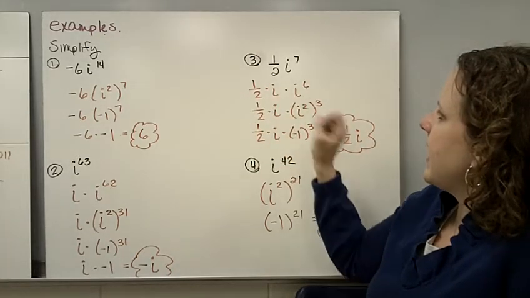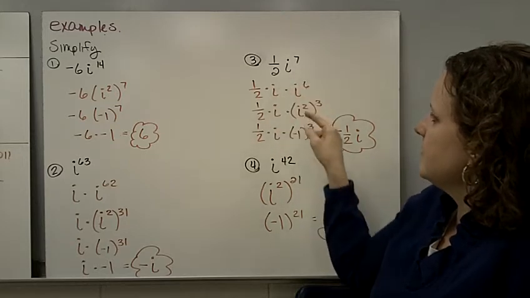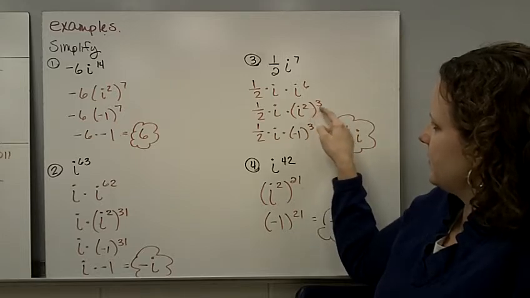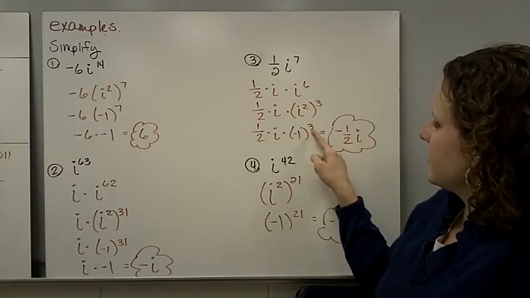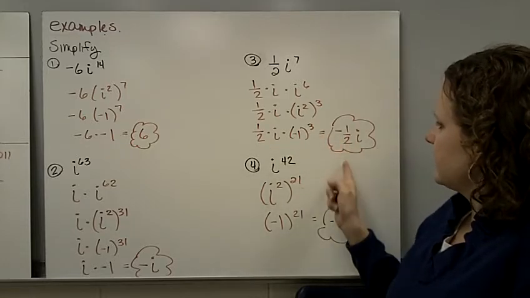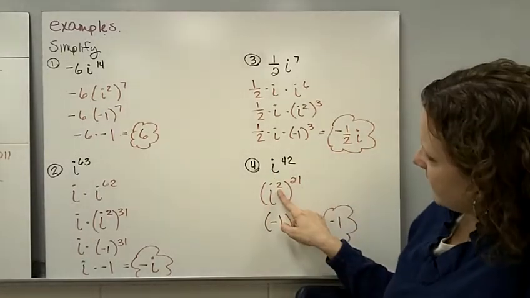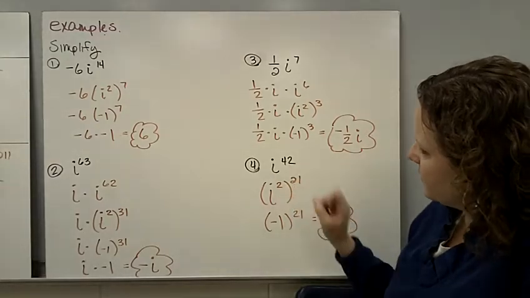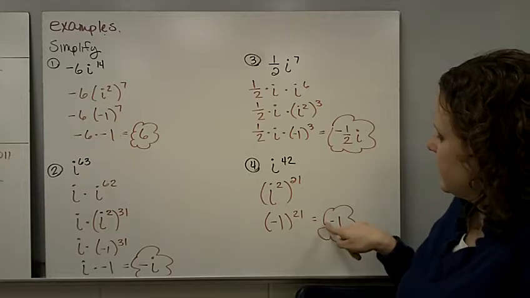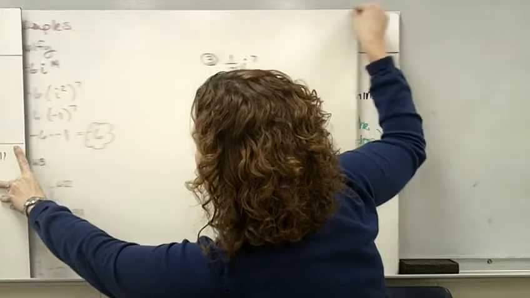1/2 in front stays to the end. i to the 7th is i times i to the 6th. 6 plus 1 is 7. i to the 6th is i squared to the third power. 2 times 3 is 6. -1 to the third power, that's an odd power, so it stays -1, which is carried out here, and we have an answer. Last one. i to the 42nd. i squared raised to the 21st. 2 times 21 is 42. That's an odd number, so -1 to an odd number stays -1, and you have an answer.